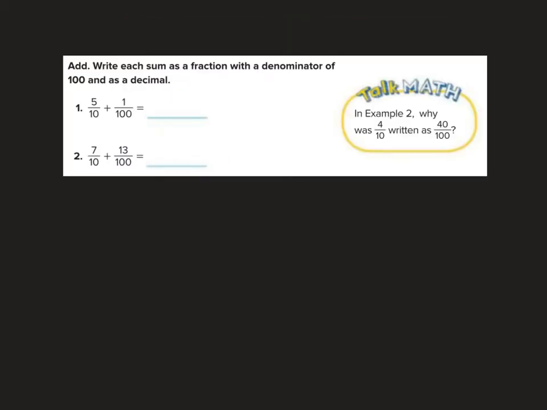Add, write each sum as a fraction with a denominator of 100. Okay, same type of thing, and as a decimal. So you have to have 2 answers here. I notice when I'm multiplying things by 10, all I'm doing is adding a 0. So I'm going to change my 5/10 to 50/100ths by multiplying both the numerator and denominator by 10. Then I can add 51/100ths, which is the same as saying 0 and 51/100ths.